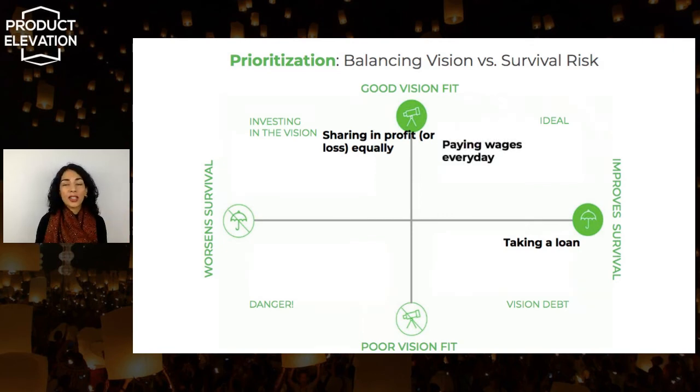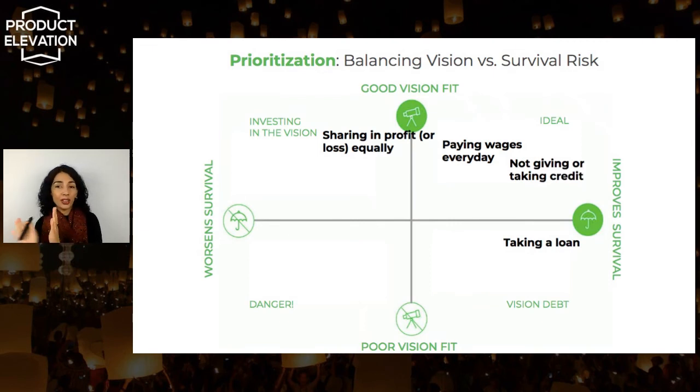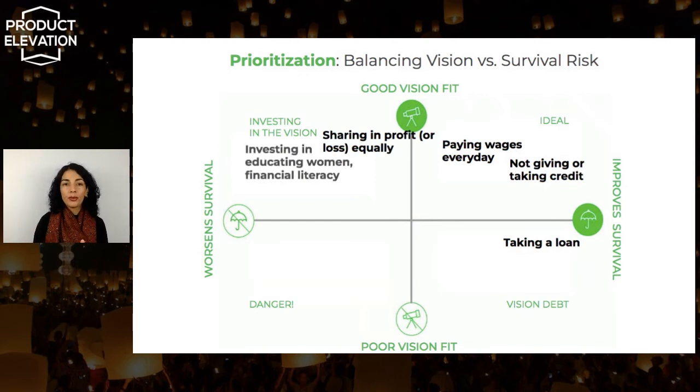Then they did some things in the ideal quadrant. Paying wages every day and not giving or taking credit was good both for survival and it was a good vision fit. And then as they grew a little bit and had a little bit more cash flow, they started to invest in the vision. They did that by giving women financial literacy and giving them education.